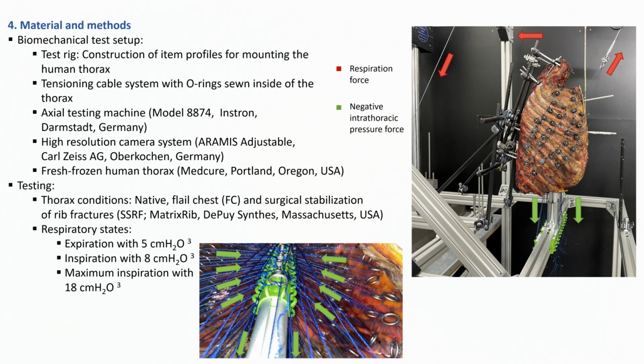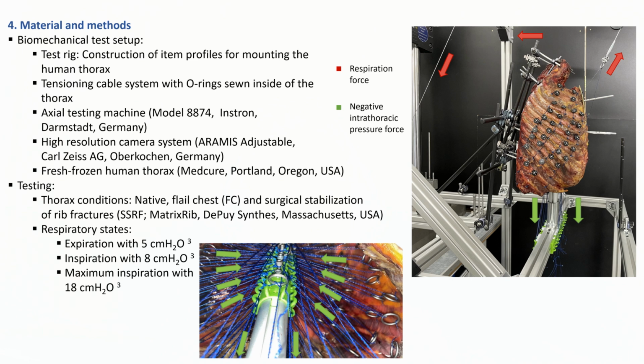To generate the negative pressure, weights were attached to O-rings via the cable system, which were sewn to the ribs from the inside. Screws with reflective markers were attached to the ribs, which can be tracked by the camera system. The axial testing machine is used to pull on the sternum so that the movement corresponds to the natural breathing in order to simulate the respiratory states, expiration, inspiration, and maximum inspiration.